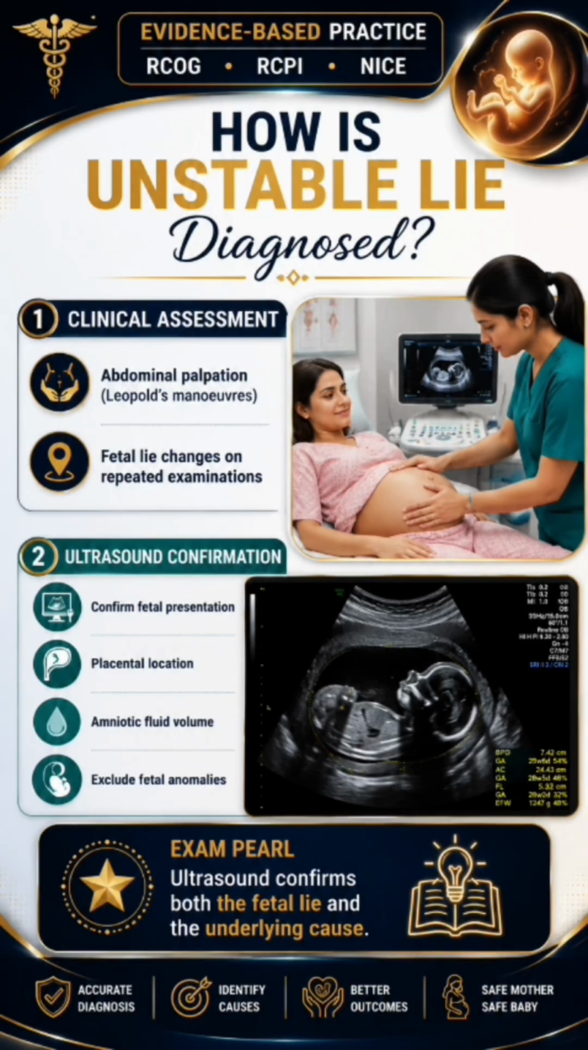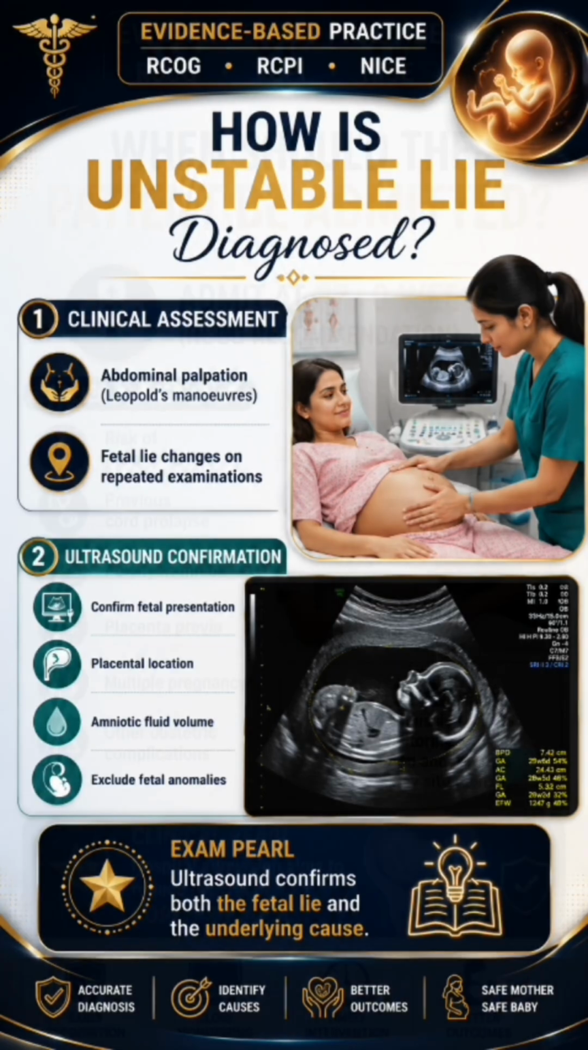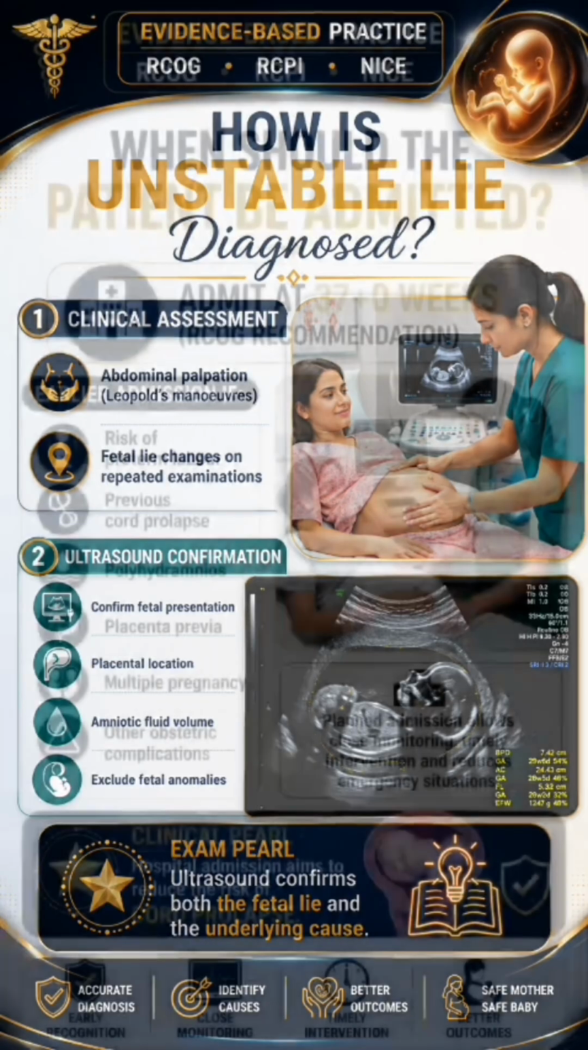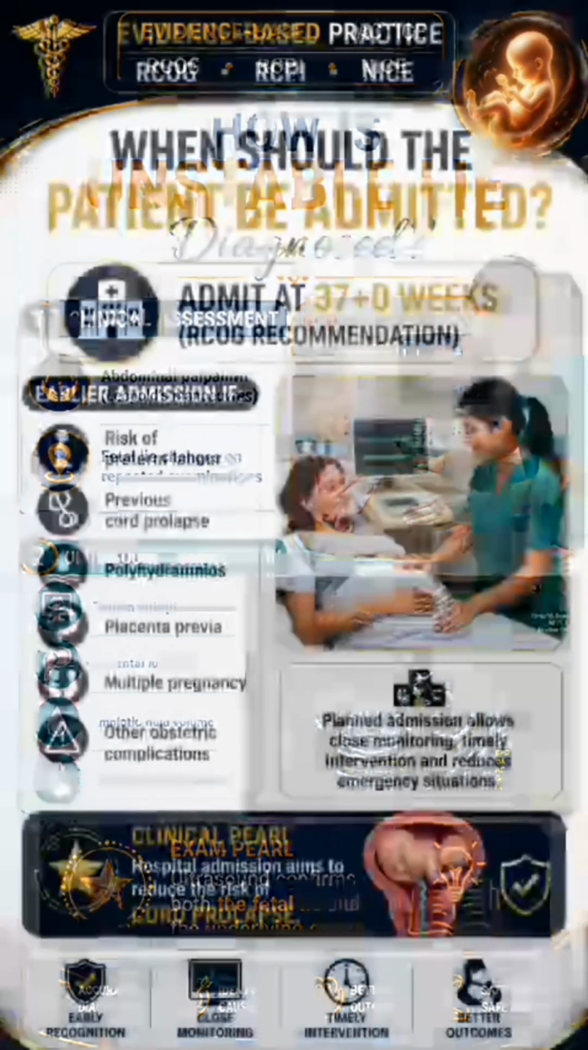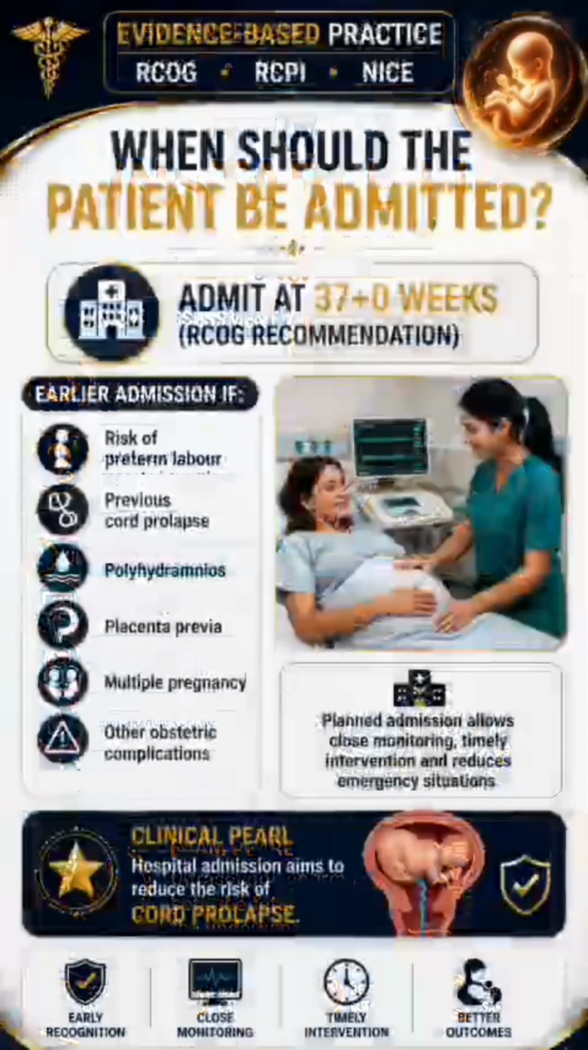So, a common examination question is, why is ultrasound important in unstable lie? The answer is, ultrasound confirms both the fetal lie and the underlying cause, making it an essential investigation before planning management.